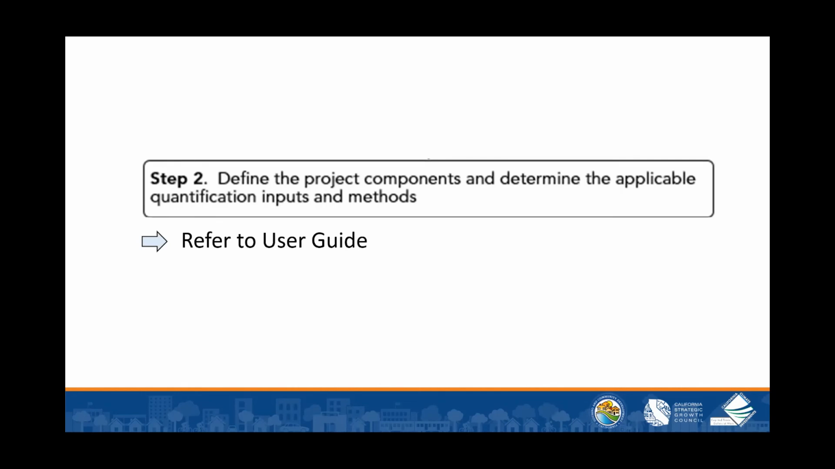Second step is to refer to the user guide to determine what tools and data are necessary based on the project components. The user guide contains tables listing the required and optional inputs for each project component type, and it also offers default values for some inputs. For example, the user guide has tables of the default values for average trip length for different types of transit service. Applicants may enter project-specific data on trip length if that's available, or if it's not, they can use the default values. If using project-specific data, it's important to provide thorough documentation. Next, please.